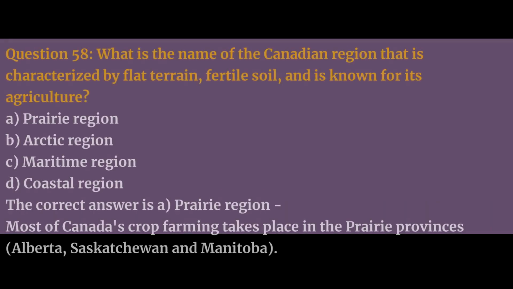Question 58. What is the name of the Canadian region that is characterized by flat terrain, fertile soil, and is known for its agriculture? A. Prairie region. B. Arctic region. C. Maritime region. D. Coastal region. The correct answer is A. Prairie region. Most of Canada's crop farming takes place in the prairie provinces, Alberta, Saskatchewan, and Manitoba.